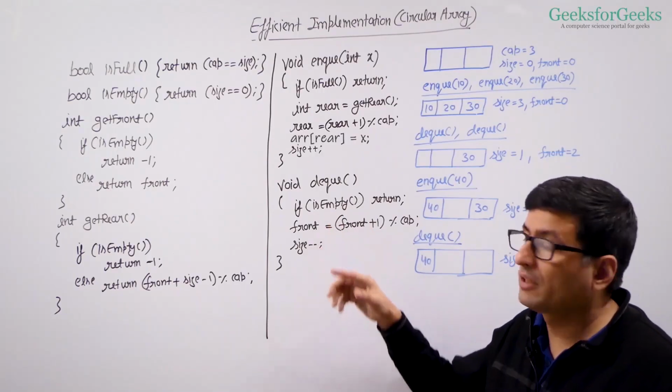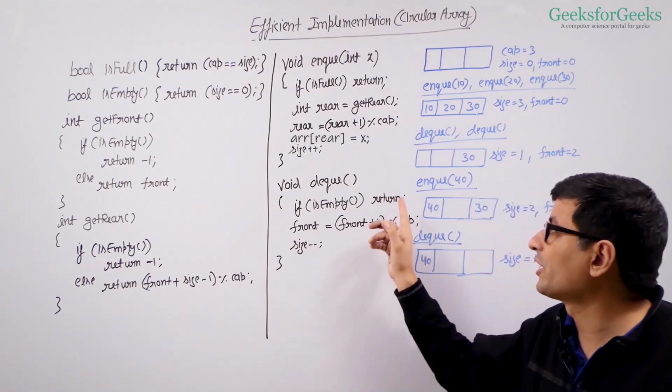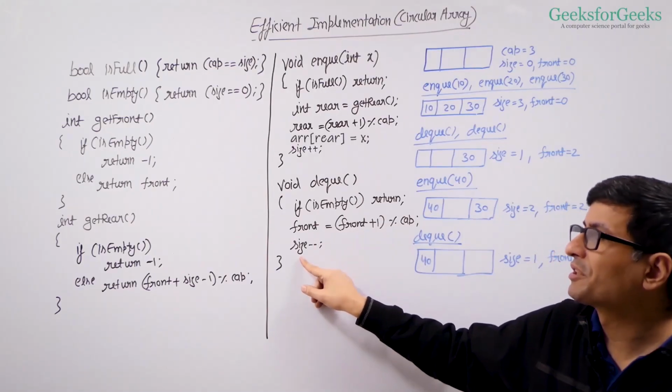In dequeue, we again do the same thing. If the queue is empty, if you're trying to remove an item from a queue which does not contain anything, you should return. Otherwise, front equal to front plus 1 modulo capacity and size minus minus.